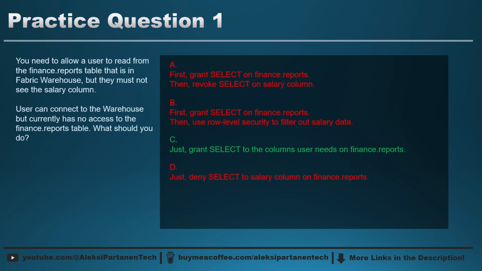Option A is incorrect, since we would be granting access to the entire table and then trying to revoke access on the salary column, to which we haven't specified any access, so there is nothing to revoke here. Option B is incorrect, since we are not looking for row level security here because we need to hide a column, not rows. Option D is incorrect, since the user doesn't have any access to the table and thus denying access to the salary column doesn't give us access to the other columns.